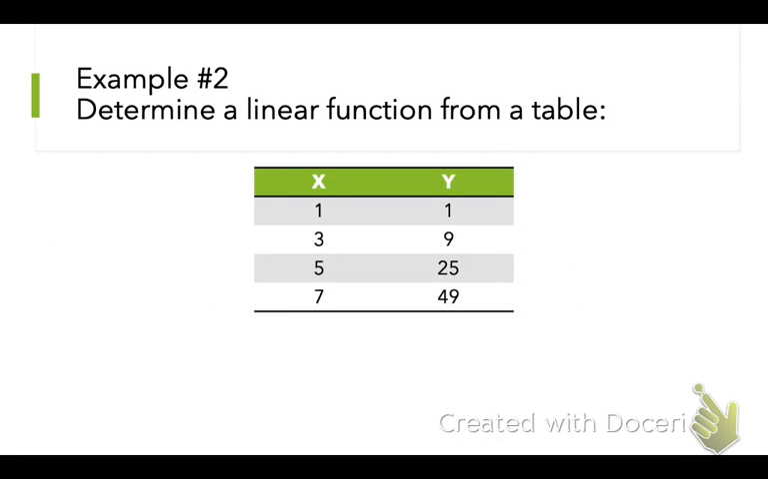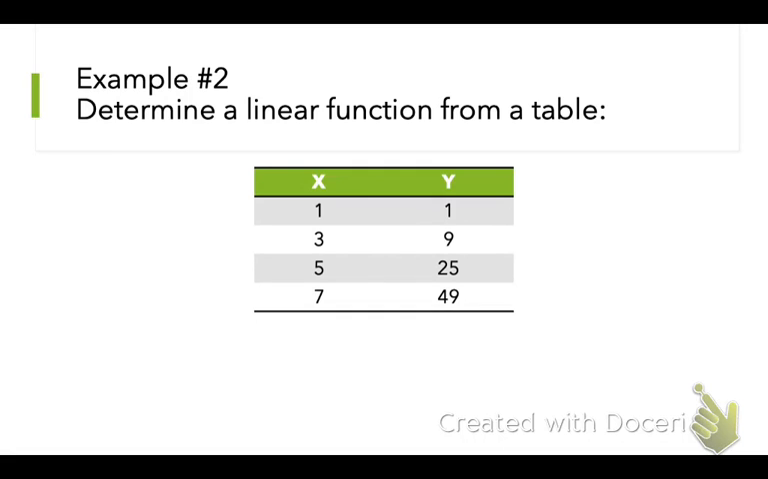Let's look at this next table. This next table has the points 1, 1, 3, 9, 5, 25, and 7, 49. So my coordinate points: my x is 1 and my y is 1, my x is 3 and my y is 9, my x is 5 and my y is 25, and my x is 7 and my y is 49. Now if I look at this table, I definitely see a pattern. I know that the x's are squared. So 1 times 1, I get 1. 3 times 3, I get 9. So there's definitely a pattern there.